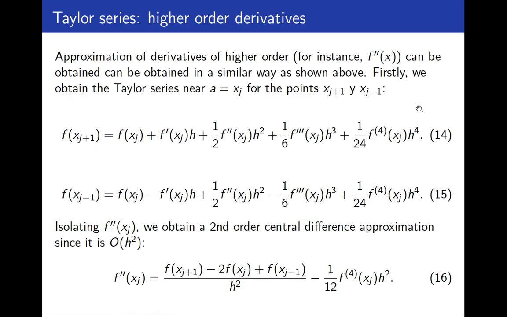And now I want to include the fourth derivative. You can notice again that there are some similarities, but also some differences. The first derivative will have different signs, and the same happens for the third derivative. So now if you sum these 2 equations and then isolate the second derivative, which is this term, you will obtain a second order central difference approximation, and it will adopt this form.